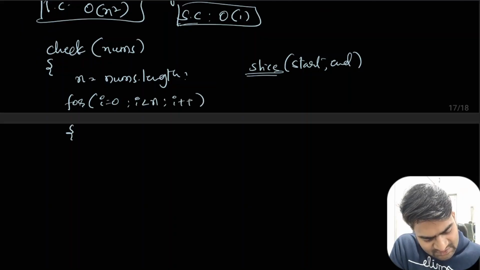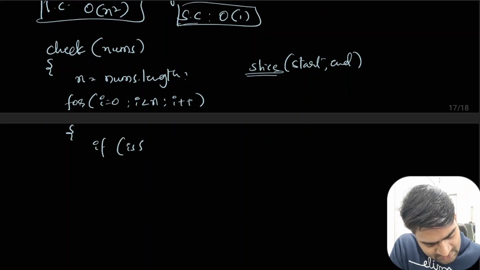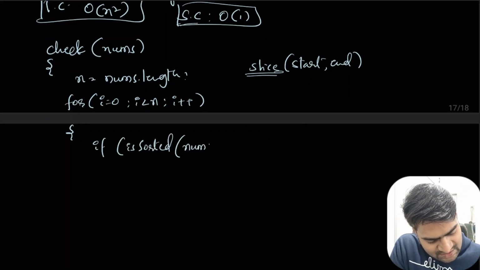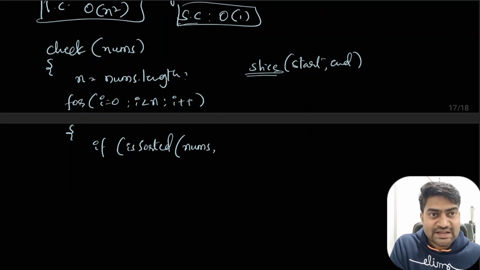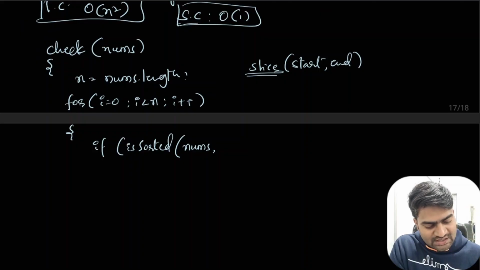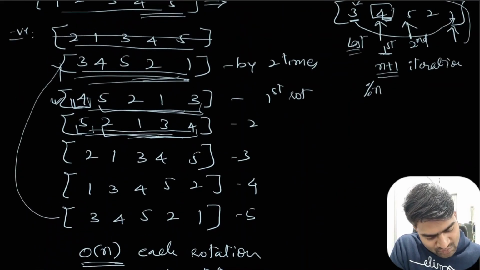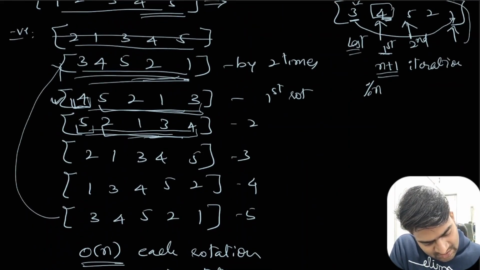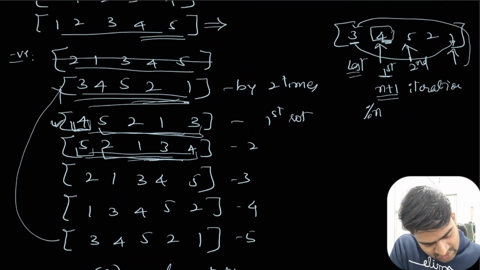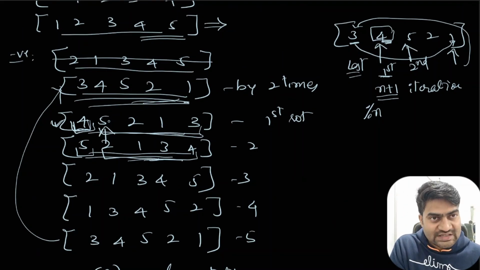Then we will check if is sorted, and we will send this nums and we will need a starting index. Basically, that will be the starting point. So initially we have to take out only one element and then start from the first index. In the next iteration we will have to start from the second index, and something like that.